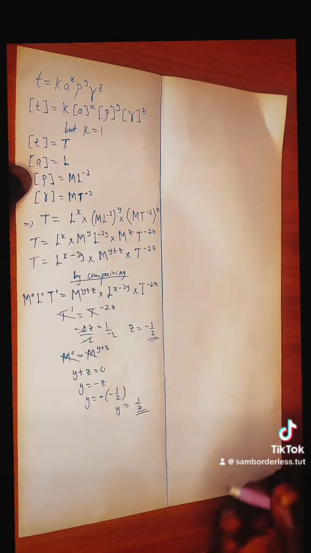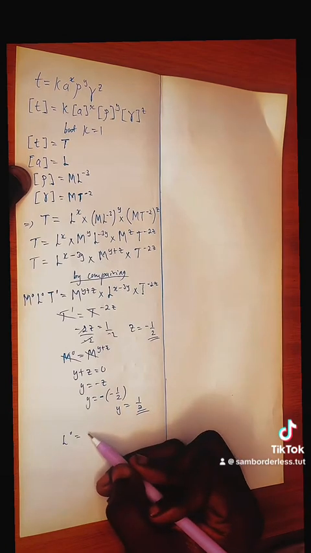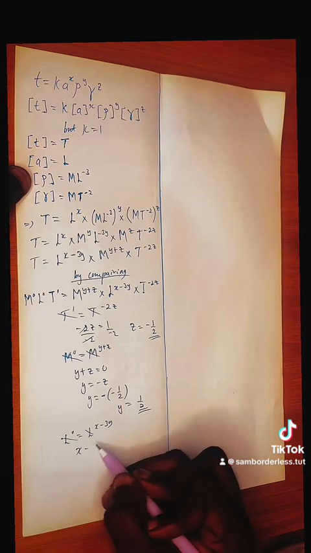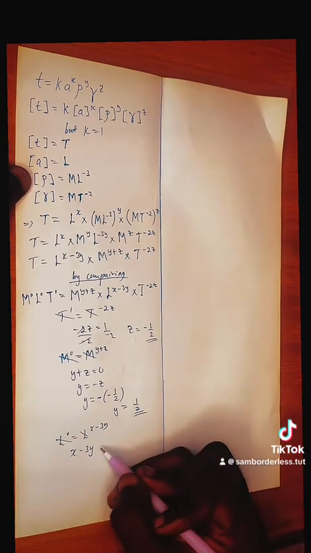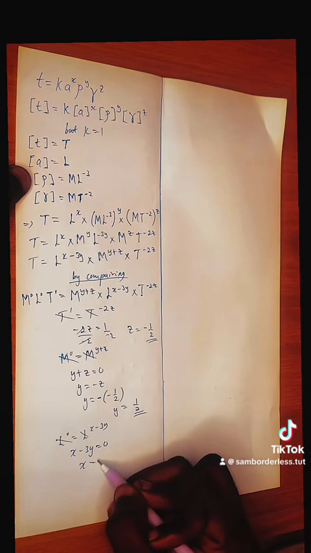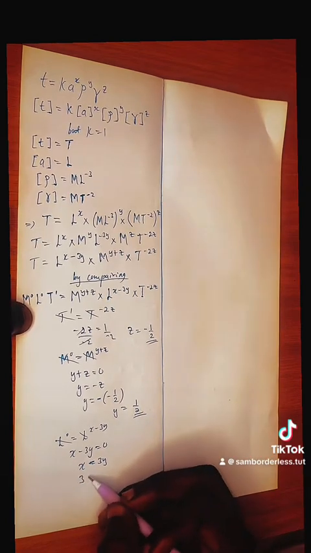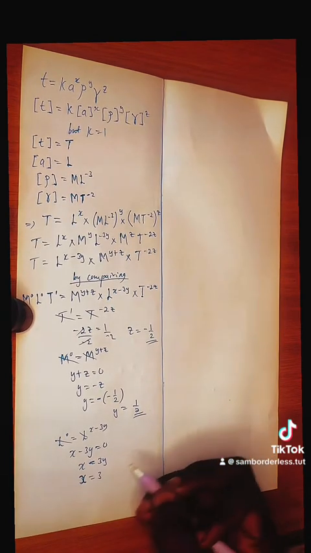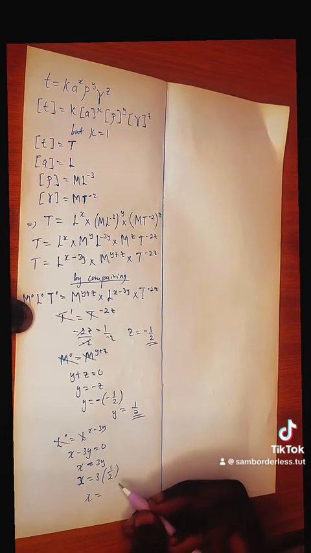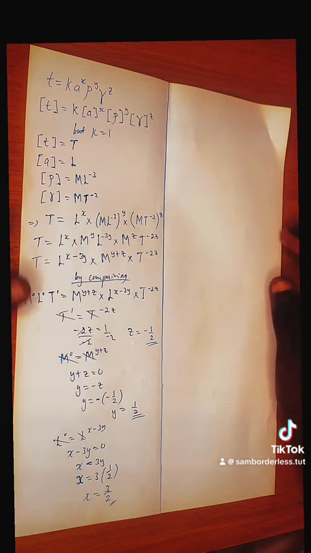So I need to find x, so that means L to the power 0 would be equal to L to the power x minus 3y. This and this cancel. x minus 3y now becomes 0. Then I need x, so x will be equal to 3y. The value of y is something we got already as 1 over 2. So it means x now will be equal to 3 over 2. So we got the values of x, y, and z.